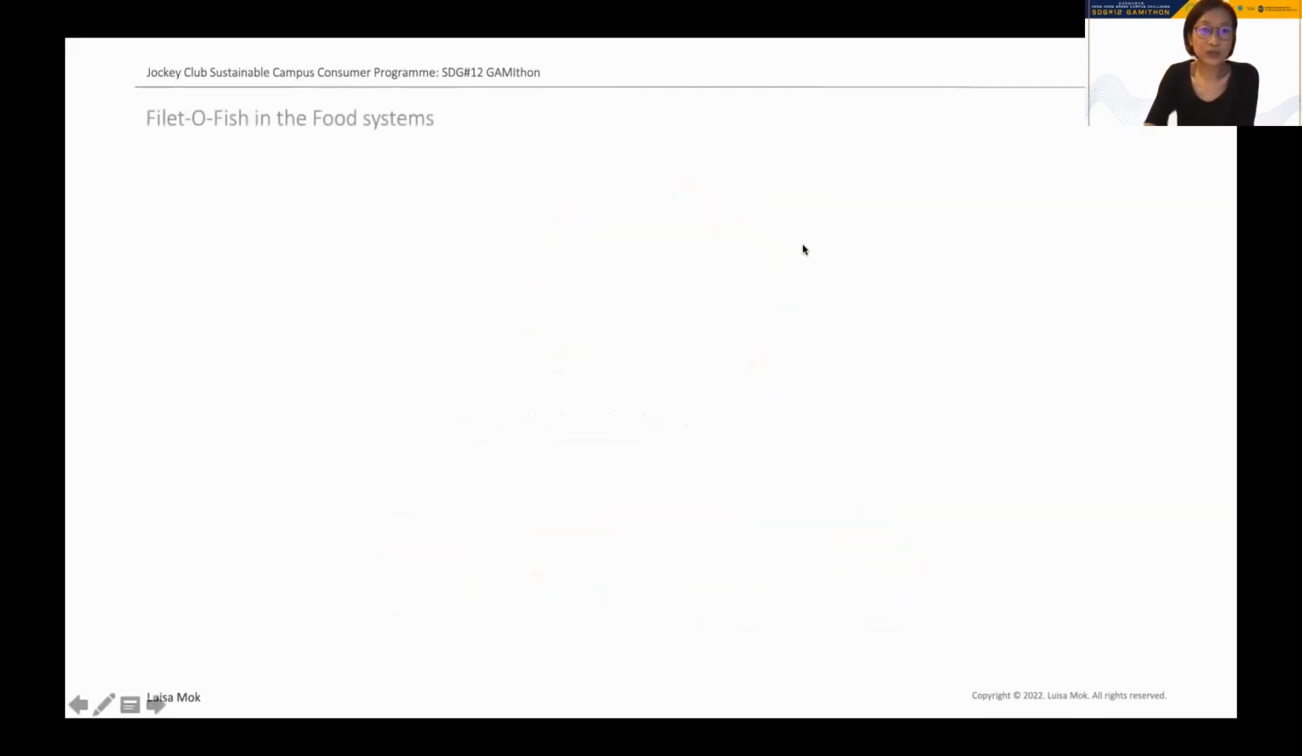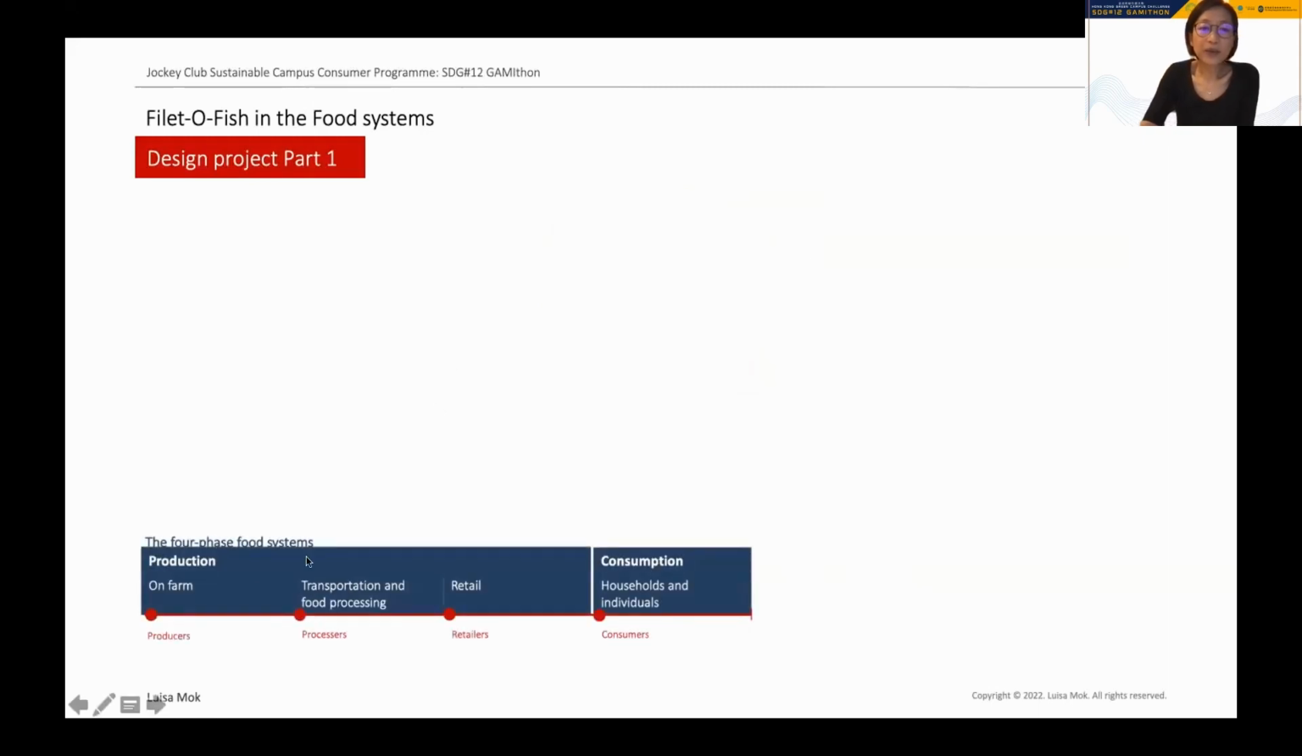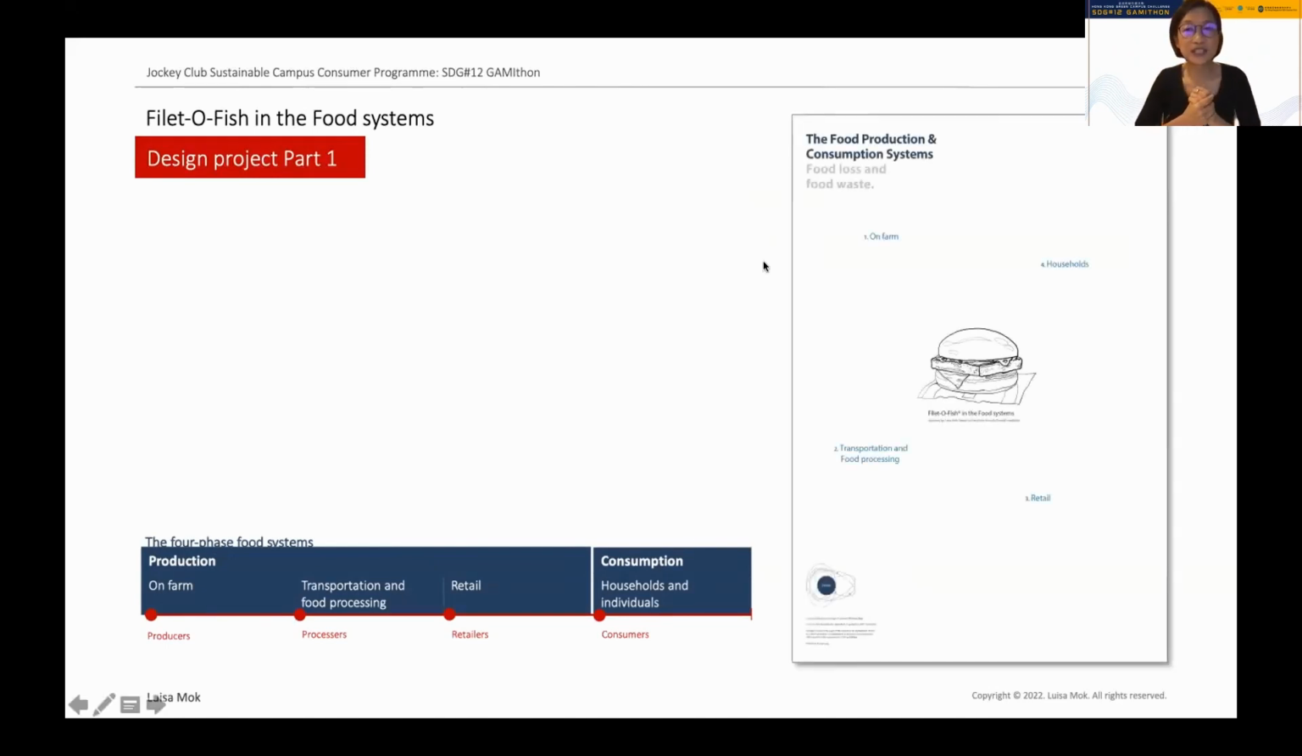So what are we going to do? This is part 1. Remember this, the full process, the whole production and consumption system. You will be given a template like this, and the fillet of fish is in the middle. I want you to map out different things within each phase. Here is the on-farm phase. The second one is transportation. The third is retail. And the fourth one is the household.